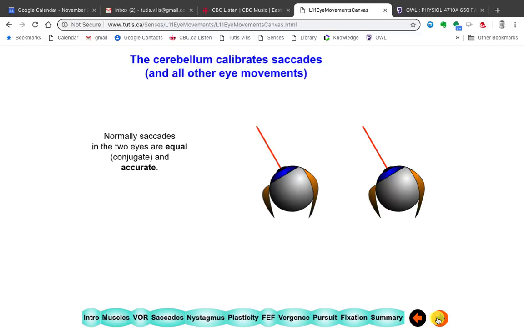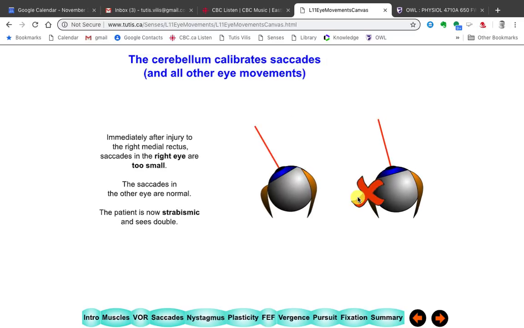Normally, you saw one eye move, the other eye move, and they move exactly the same amount. This is good because it means when I move my eyes from one person to another person, I see only one of you, not two of you, when I land on my new position. So to not see double, both eyes have to make exactly the same eye movement. And it's the cerebellum that calibrates these saccades and every other type of eye movement.